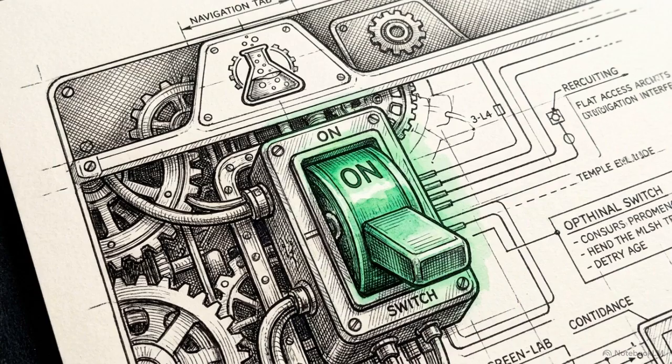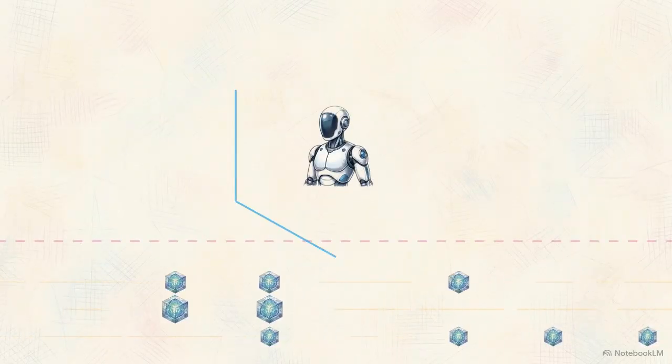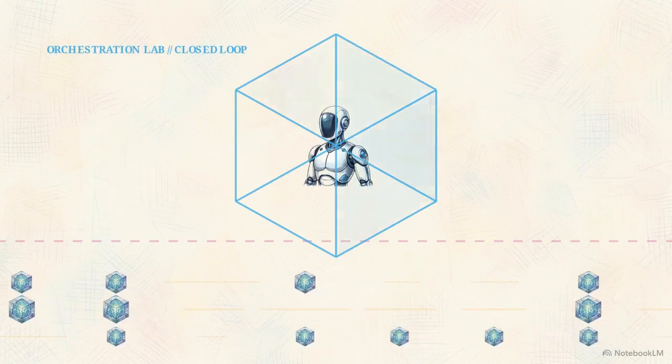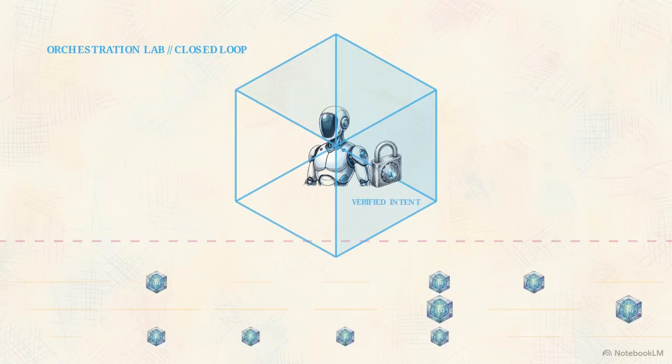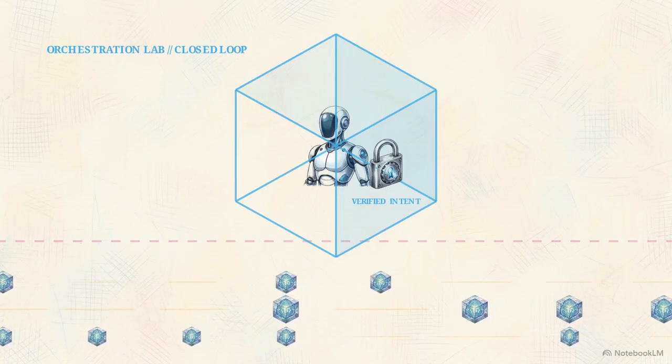Step 1. Navigate to the Orchestration Lab tab on your dashboard and toggle the Sandbox environment to active. This isolates your agent from the mainnet. Before any code touches real ledgers, its intent must be tested and cryptographically verified in this closed loop.